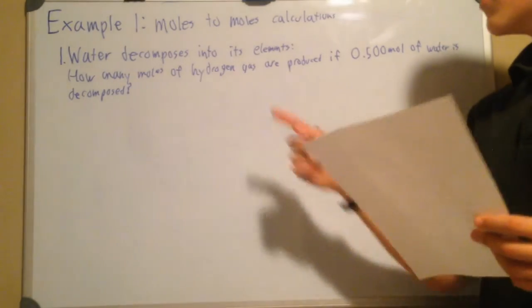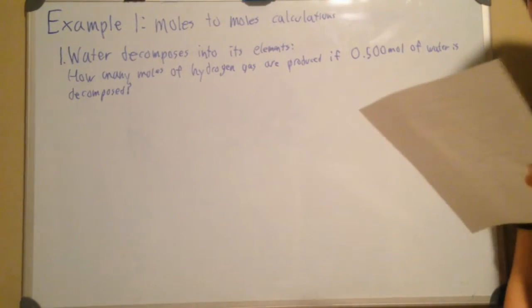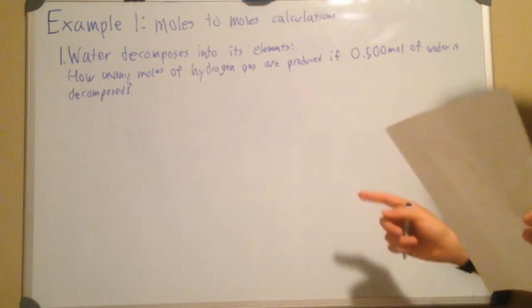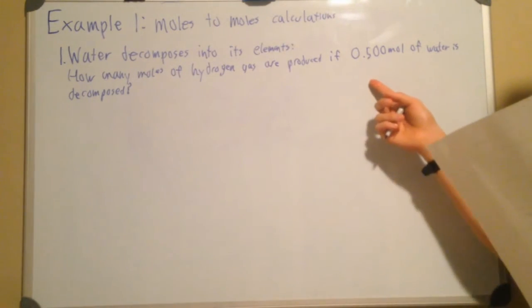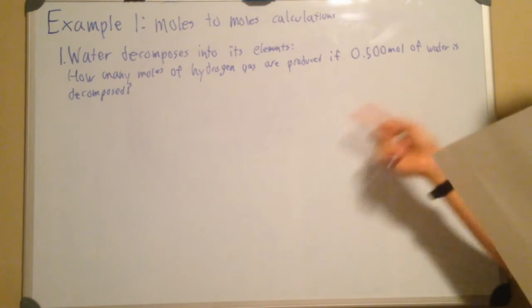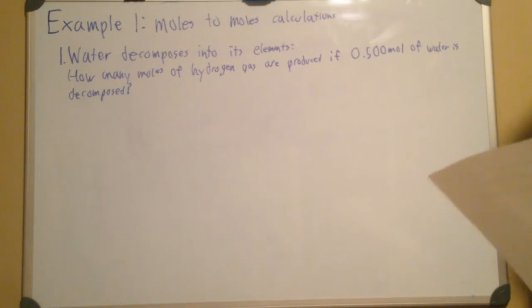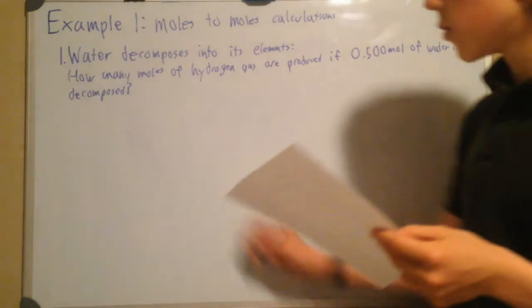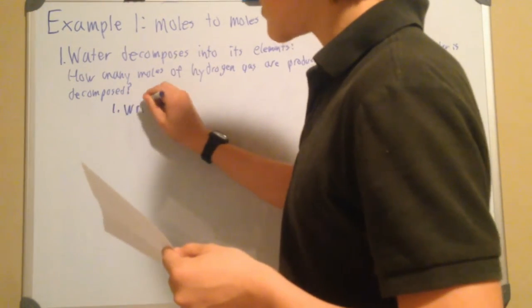Example 1. Moles to moles calculations. The question reads as follows. Water decomposes into its elements. How many moles of hydrogen gas are produced if 0.5 moles of water is decomposed? Now, to solve this problem, we're going to follow our steps. Step 1, we're going to write a balanced chemical equation.